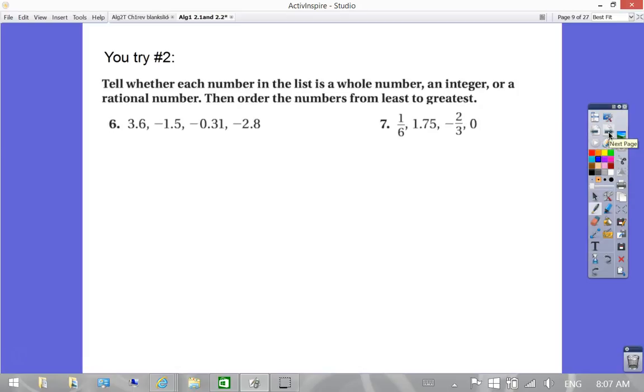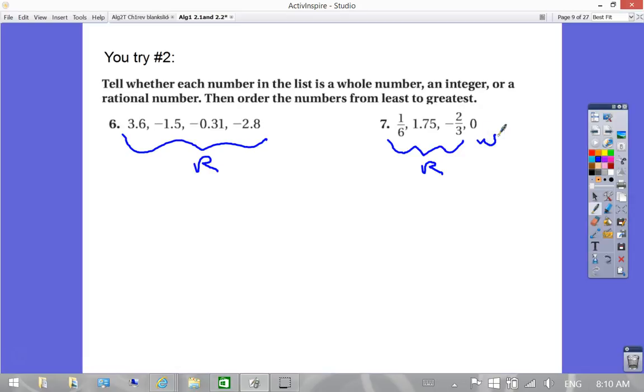Say what sets they're in, the most interior of those, and then put them in order. What kind of numbers were in the number 6? What are all those? They're all rational numbers, right? In fact, on the next group, what are they? One of them was a whole. Okay, put them in order.